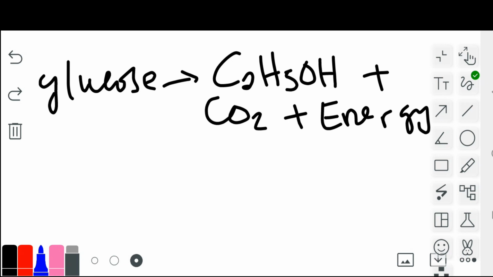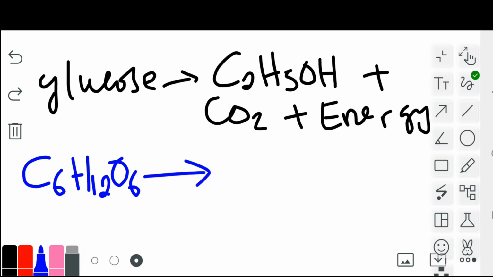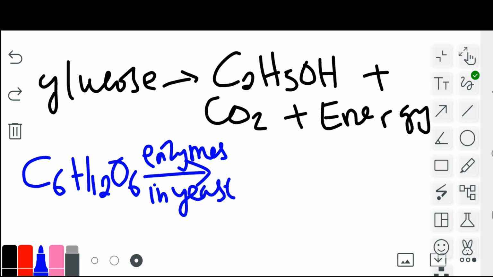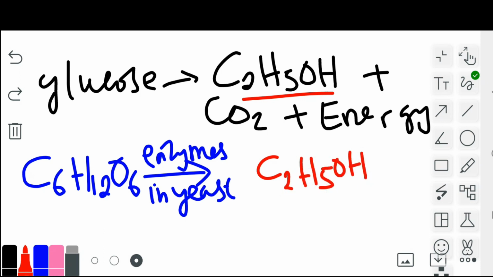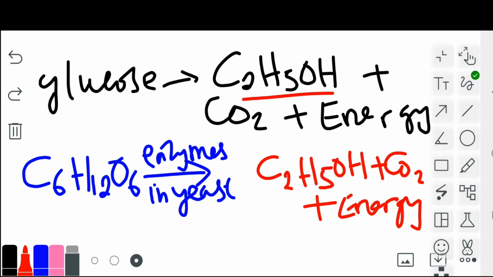Plus energy. Now, when you look at this in terms of a chemical equation, glucose is written C6H12O6. Then, of course, you have some enzymes that are found in yeast. So enzymes are doing their work, converting the glucose fast. Then you have this ethanol, plus CO2, plus energy. So for the energy, there isn't a specific chemical formula.